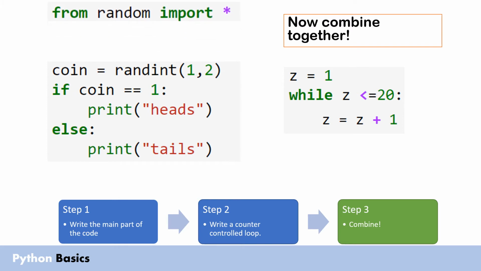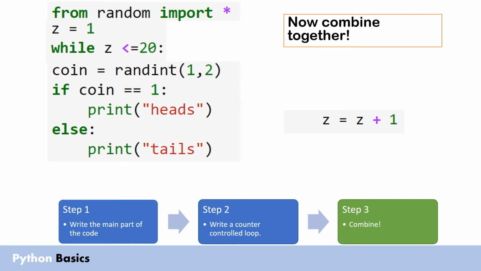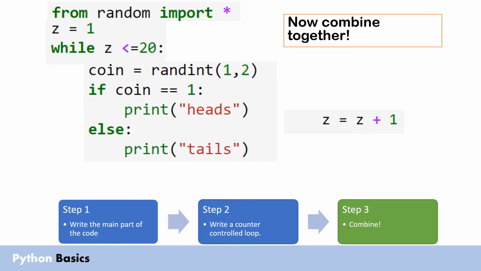Then I need to bring in my loop. So I need my starting point of the loop, which is going to be the starting value and the condition. I then need to indent the code that I want to repeat, which is basically all that. And then finally, I want to bring in my increment, because otherwise I will have an infinite loop. And there I'll have the final solution.